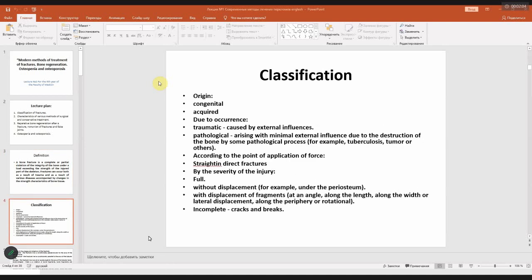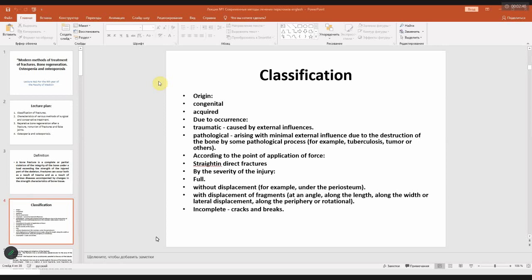Classification. By origin: congenital, acquired. By occurrence: traumatic, caused by external influence. Pathological: occurring with minimal external influence due to the destruction of the bone by some pathological process, for example, tuberculosis, tumor, or others.